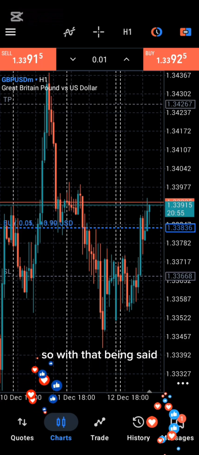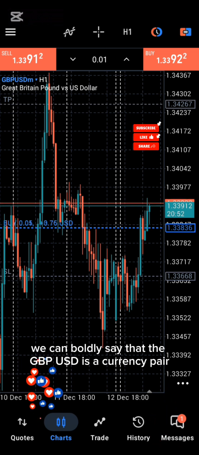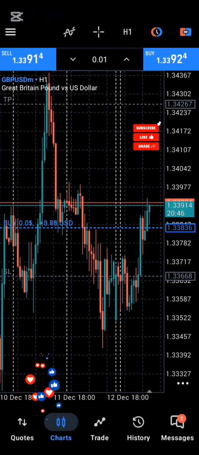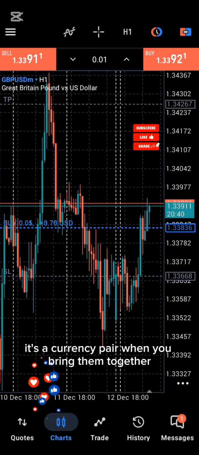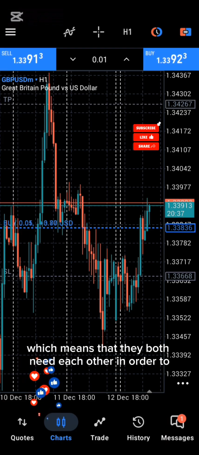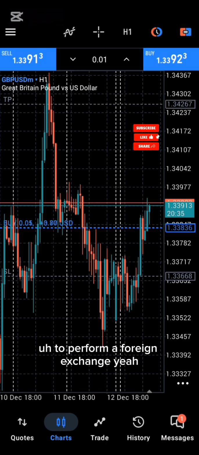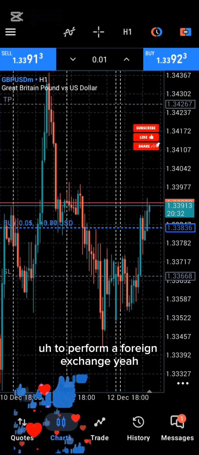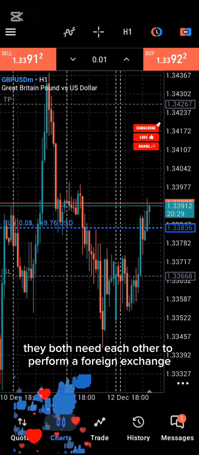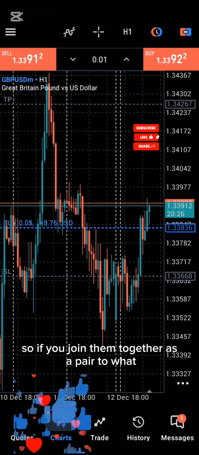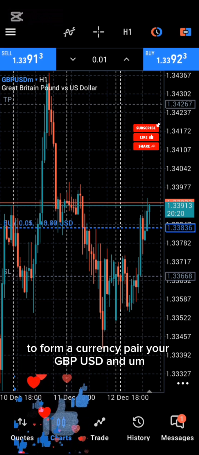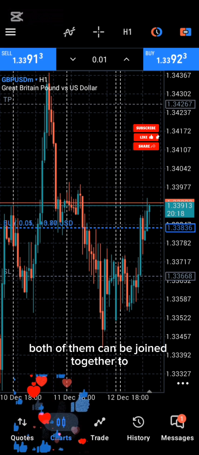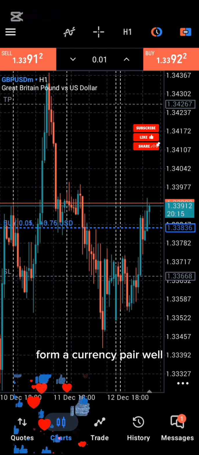So with that being said, we can boldly say that the GBP/USD is a currency pair. The British pound sterling and the USD, that is the United States dollar, form a currency pair when you bring them together, which means that they both need each other in order to perform a foreign exchange. So if you join GBP and USD together as a pair, they form a currency pair.